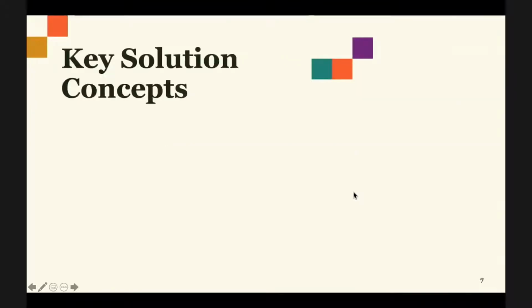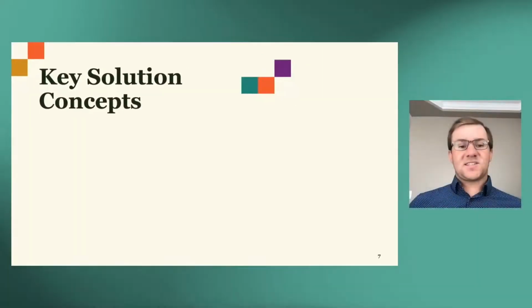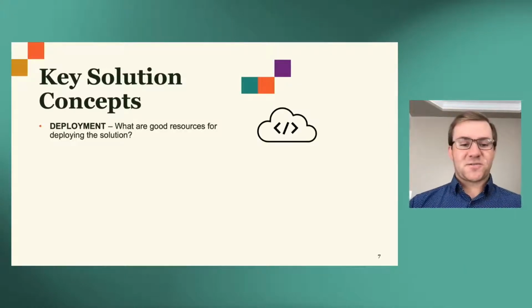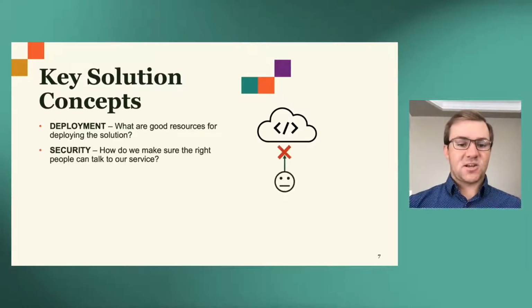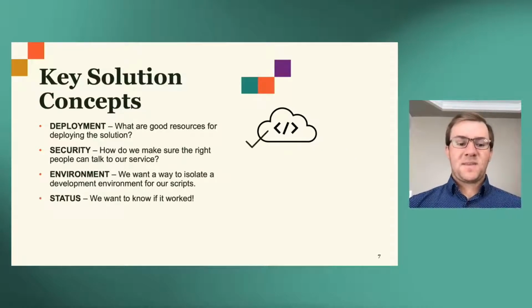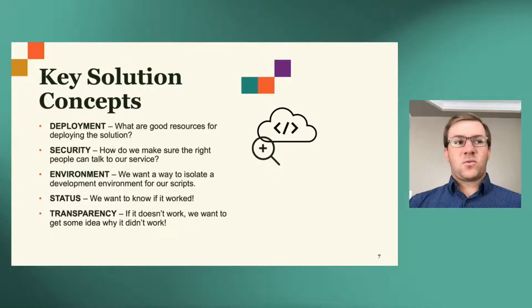So that is kind of the bulk of the system. And in building this, there are a few key concepts that were considered. So the first obvious one is just deployment. So what are good resources for deploying the solution? How do we get our code running up in the cloud in the first place? Next, security. So how do we make sure the right people can talk to our service? And then environment. So if we want to test out that system end to end and it's being used for real, we want a way to hook into our development service instead of our production one. And then status. So we want to get some idea if it worked. We want to know what's going on. And then, even more than that, transparency. So especially if it doesn't work, we want to get an idea why. We want to see a little more about what happened.